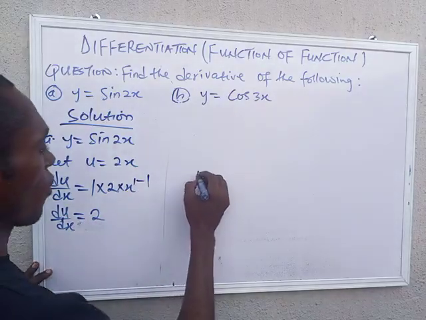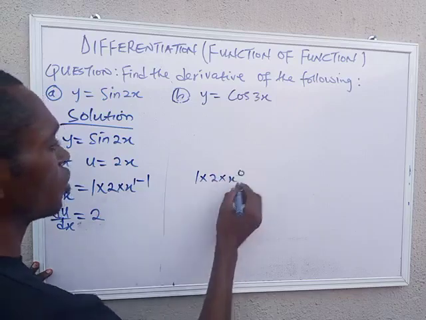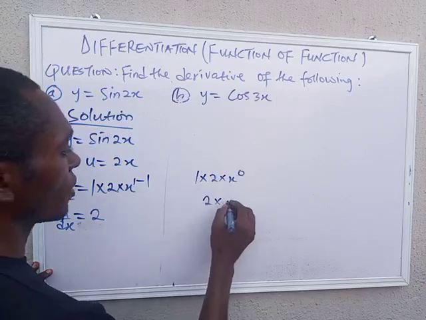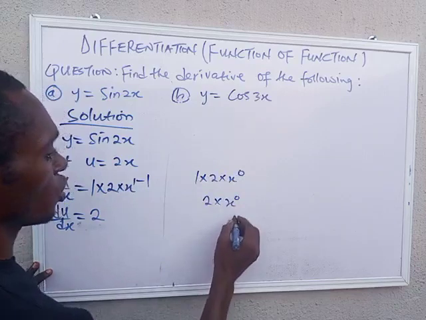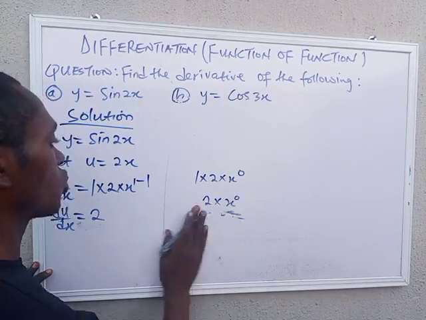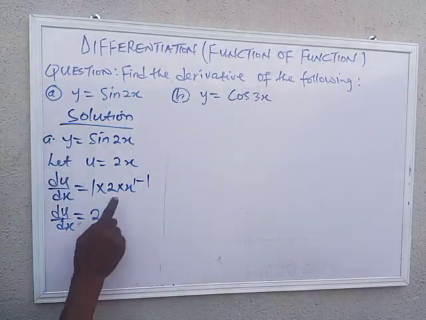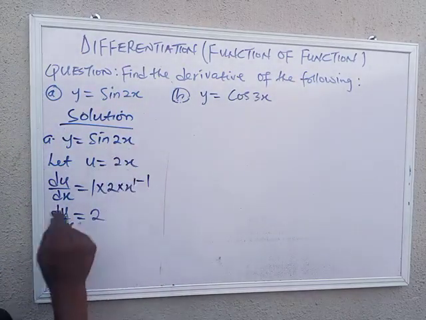This is what I mean: 1 times 2 times x, 1 minus 1 is 0, 1 times 2 is 2. 2 times x raised to the power of 0 is going to give us 2 times 1, which is 2. So the differentiation of 2x is the same thing as 2.